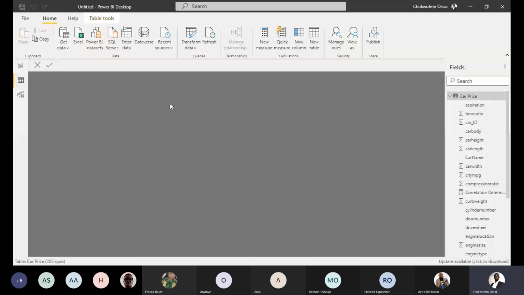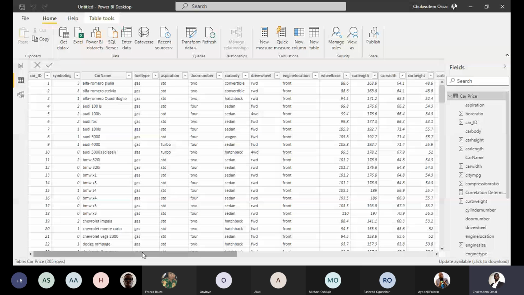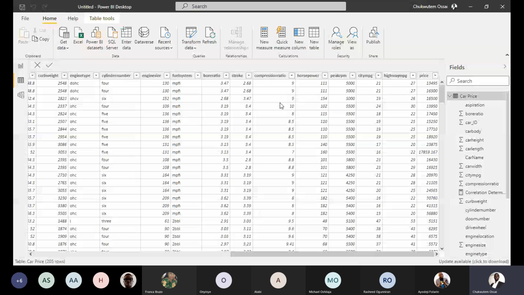Now, at the end of this data set, we have what we call the price. We want to see if the stroke of the engine has an effect on the price, or we want to see the horsepower of the engine of the vehicle, maybe it has a positive or a negative effect when it comes to the pricing. We can also look at the compression ratio to see if it has a positive or a negative effect. Even the engine size, we can know if it has a positive effect on the price of the vehicle.